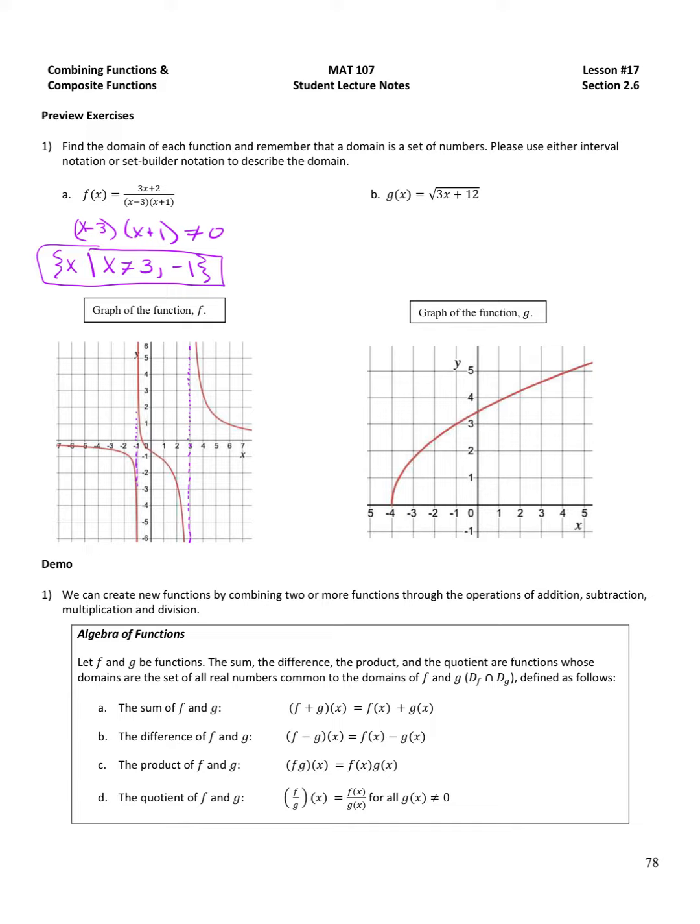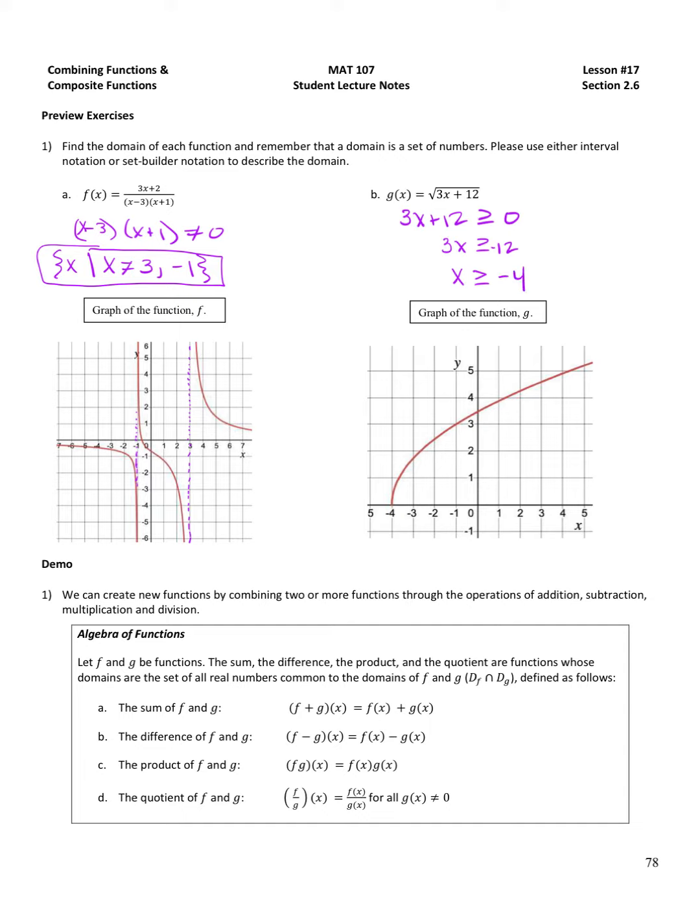Okay, for g, I'm looking at a square root, and the thing that has to be true about a square root in order to avoid imaginary numbers, the stuff under the radical has to be positive or 0. So I would say 3x plus 12 has to be greater than or equal to 0. And then I would solve this for x. So I'll subtract 12 from both sides. 3x is greater than or equal to -12. And then divide both sides by 3. x is greater than or equal to -4.